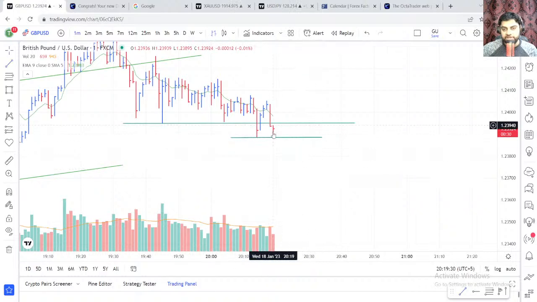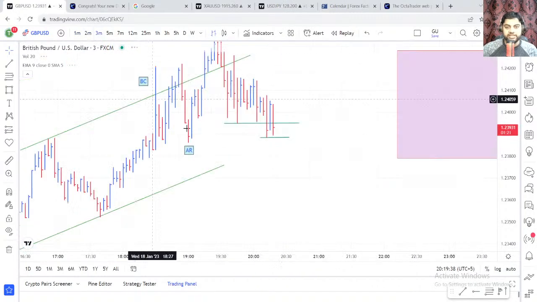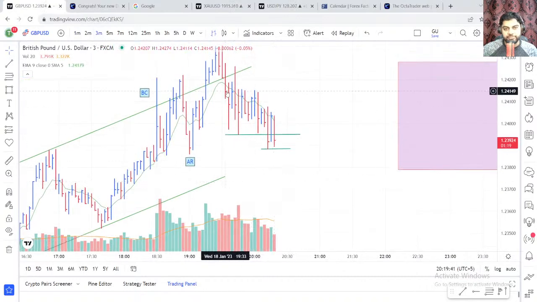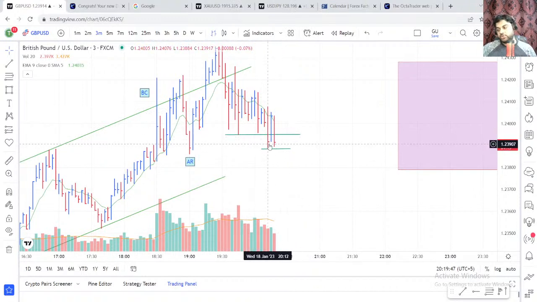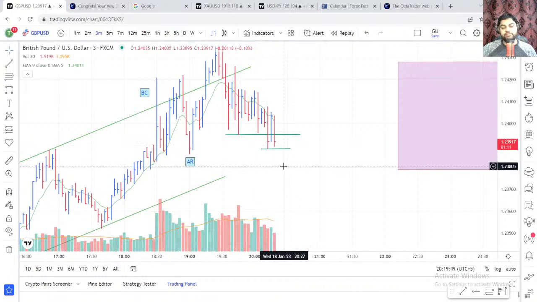If it does not test this level and it goes further down, then I will sell over here if it shows some weakness around this level. Okay, in the meantime, I will go to 3-minute time frame just to get a good idea about where the market is going. Guys, currently the market is uncertain, so we don't know where it will go. That's why we will just stay over here.